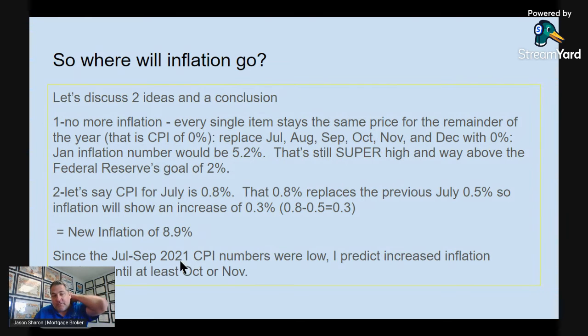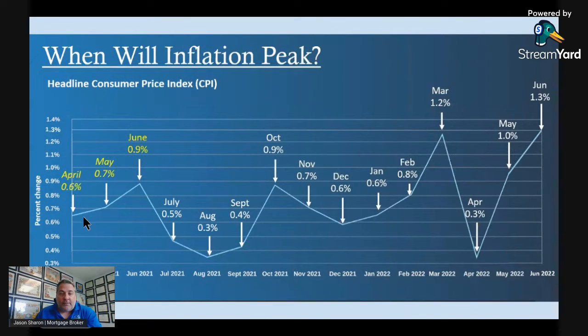Since the July through September CPI numbers were low, and I'll show you that in a second, I predict inflation is going to increase until at least October or November. Here is a graphical representation of the CPI over the last several years. If you look at June, 1.3, come back to June of 0.9. This last time we replaced this 0.9 number with this 1.3 number. Next month we're going to replace 0.5 with a new number, then a 0.3 and a 0.4.